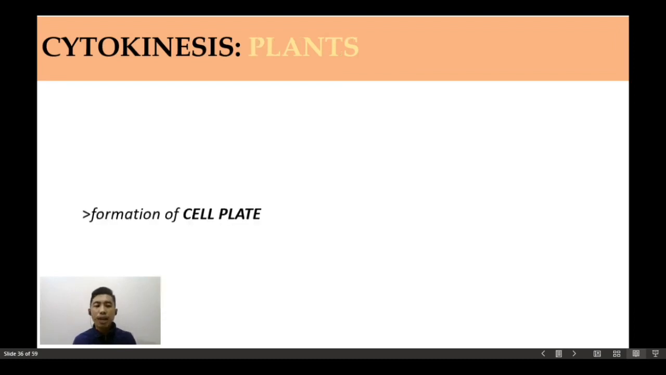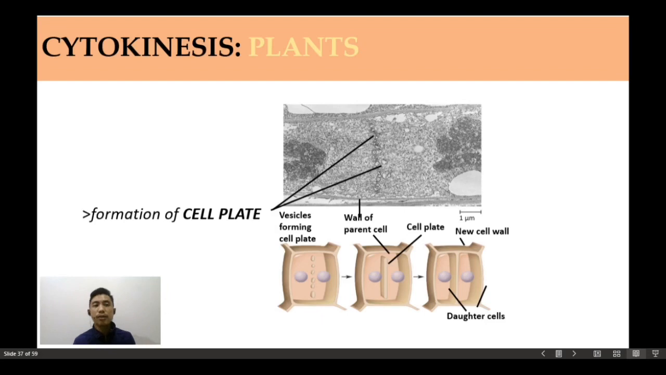Okay. On the other hand, plants have a different mechanism. Since plants have an additional outer layer called the cell wall, which is of course hard, the forming of cleavage is not possible. Instead, there is a formation of what we call the cell plate in the middle portion of the dividing cell. This cell plate is made up of vesicles. So these now are the vesicles.